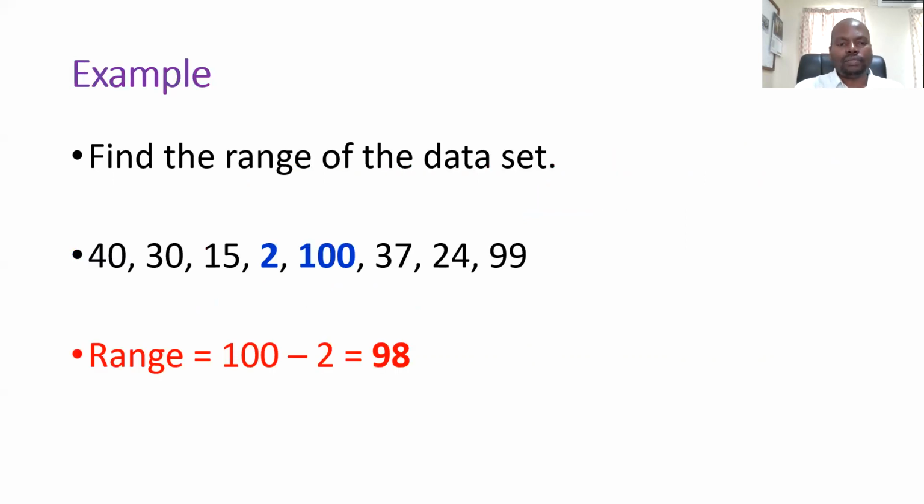If, for example, we are given this data set where we have observations 40, 30, 15, 200, 37, 24, and 99. The range is simply the maximum minus the minimum. The maximum is 100 here, and the minimum is 2. So the range is 98.